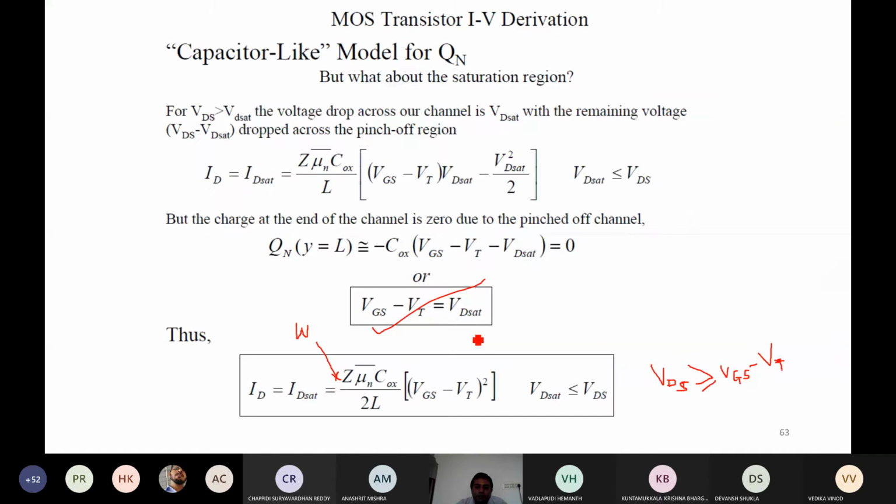But when you come to the saturation region, in this relation no VDS term is there in the equation. So VDS is losing its control on the current. After saturation, meaning after the applied voltage equals VGS minus VT, the current saturates. It means that there is no control of VDS on the current. The current can only be increased by increasing the gate to source voltage.